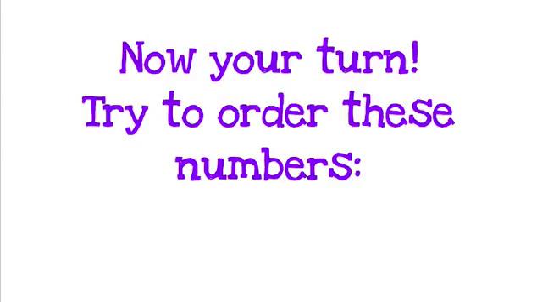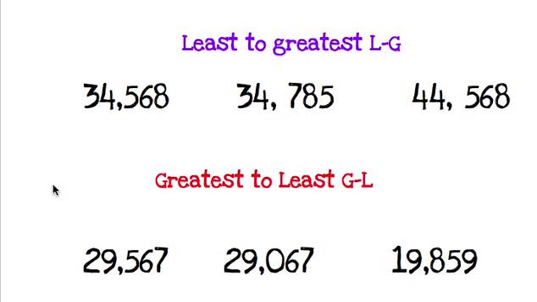Now it's your turn to try to order some numbers. Very important that you remember, are you going greatest to least or least to greatest? Because if you order those numbers perfectly, but you went least to greatest and it asked you greatest to least, then it will be wrong. So make sure you read those directions.